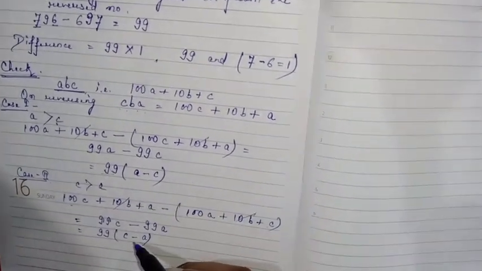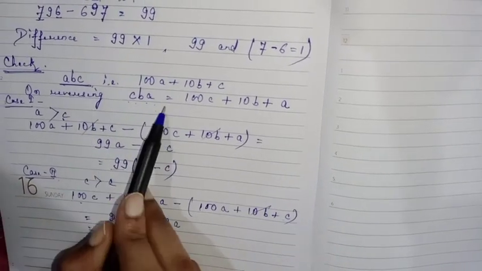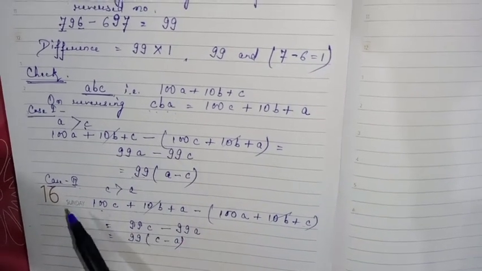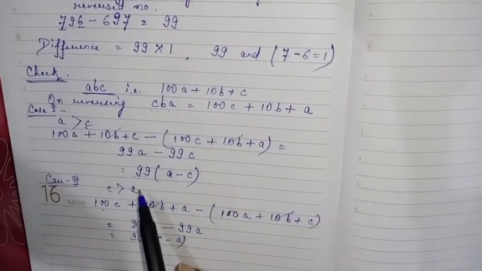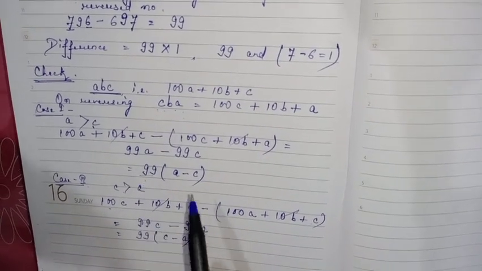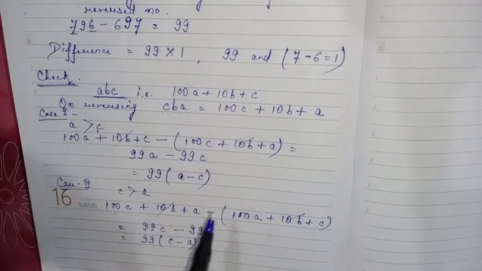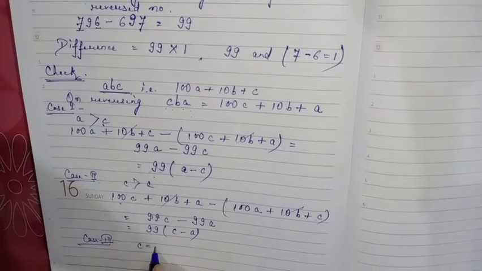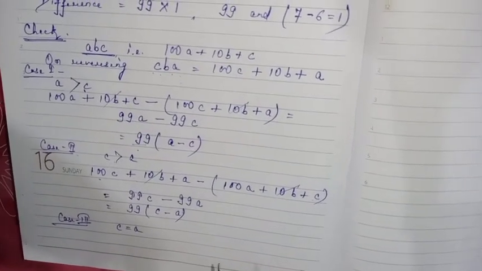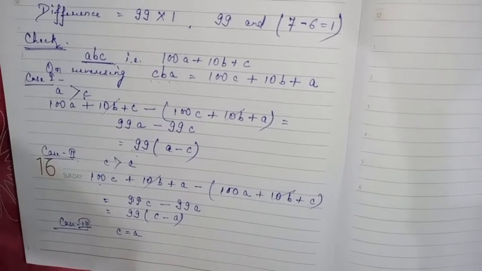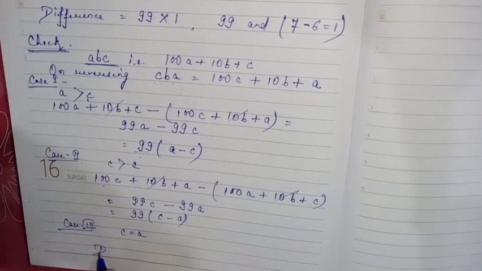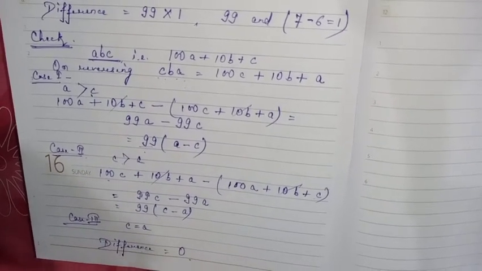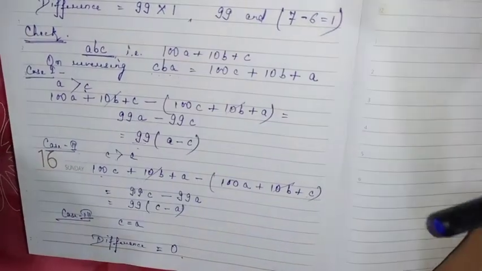So every time you reverse a 3-digit number, whether A is greater or C is greater, it doesn't matter, the difference will be divisible by 99 and the difference between hundreds digit and units digit. And case 3 is if C is equal to A. Then what will be the difference? You can see here it will be cancelled, so the difference will be 0.